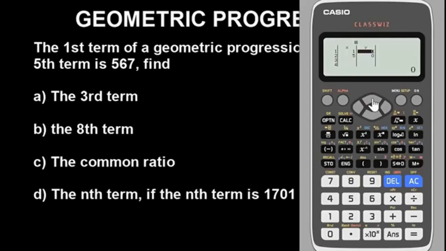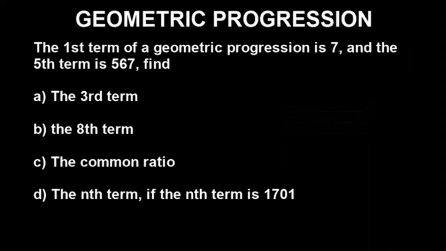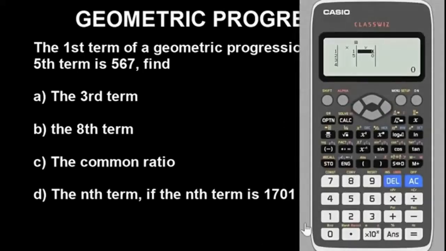Very simple, guys. Now the y will be the value of the respective terms. Like in this question, we have 2 terms. So the value of the first term in this question, let's check it, guys. The value of the first term is what? 7. So you put 7 here. You put 7. Okay. The value of the fifth term is what? 567. Press equal to enter.